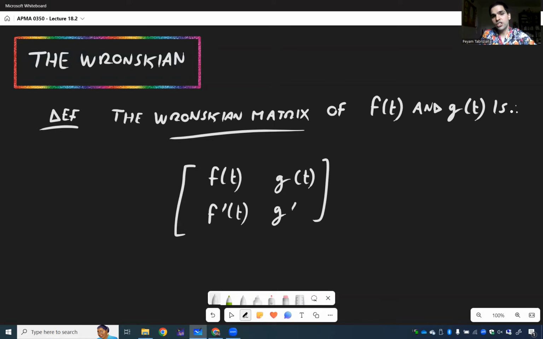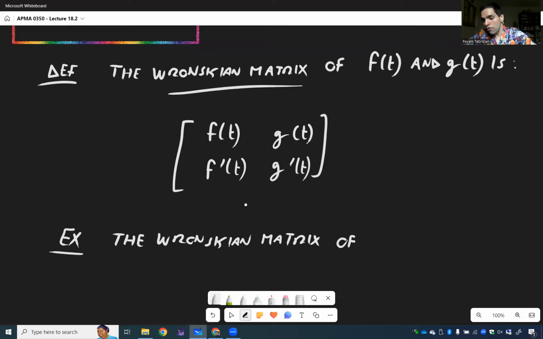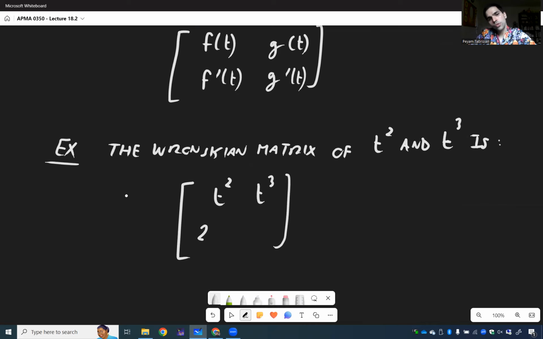So f prime of t, g prime of t. So for instance, the Wronskian matrix of t squared and t cubed is simply the following. You put t squared and t cubed and differentiate. So 2t, 3t squared.